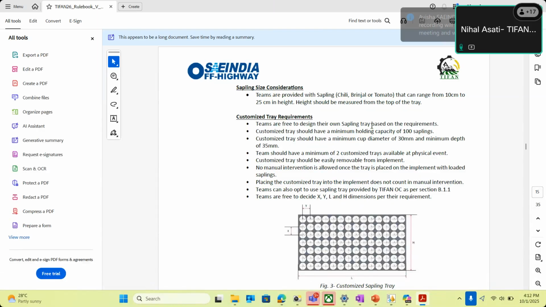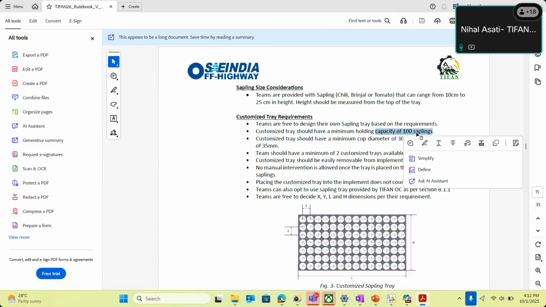Purchase any tray which is available in your area. And then customized trays should have a minimum holding capacity of 100. This 100 is not just a number based on our requirement. This is based on the field size which is given from the Tifan OC side.